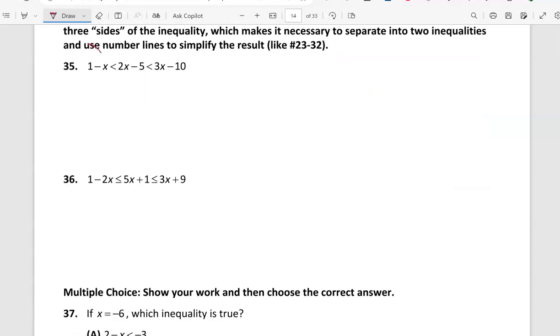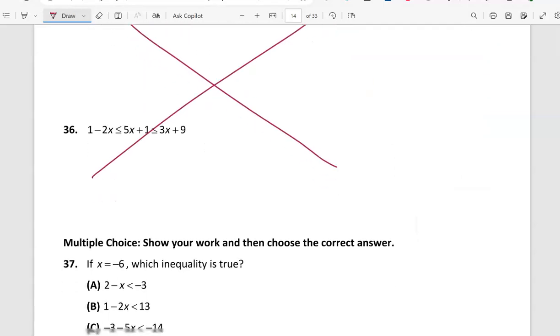We are omitting numbers 35 and 36 from your homework.